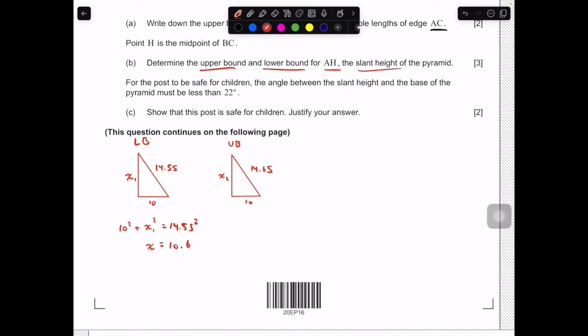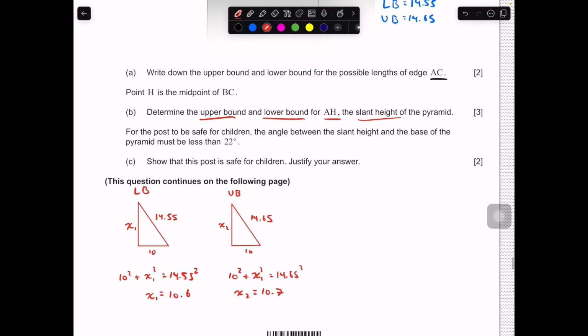Okay. Here we'll do Pythagorean theorem again. 10 squared plus x2 squared is equal to 14.65 squared. Work that out, we can then solve it. 14.65 squared minus 10 squared, and this is going to be x2 is equal to 10.7. Okay. I think we need a little more digits to really reflect that, but I don't see anything asking us for more decimal places.